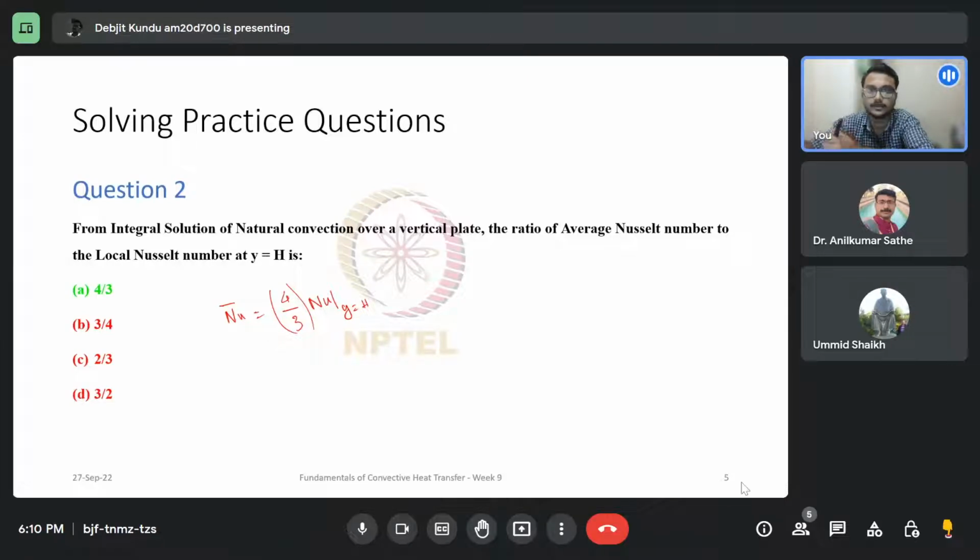You can refer back to lecture 1 of week 9. This integral solution and the results derived from it were discussed over there. The ratio was 4 over 3. Yes, I got it. Okay.